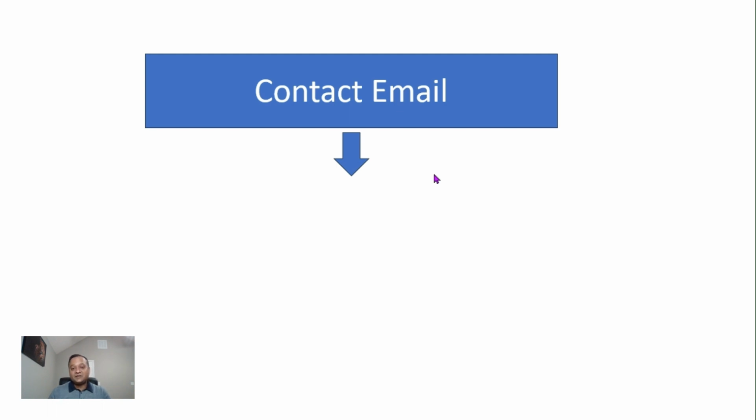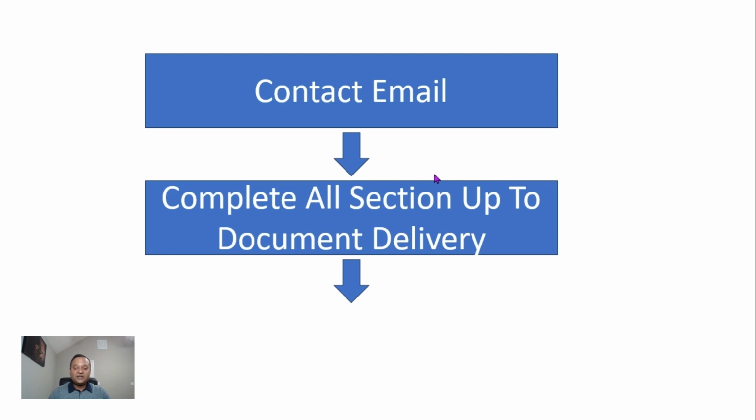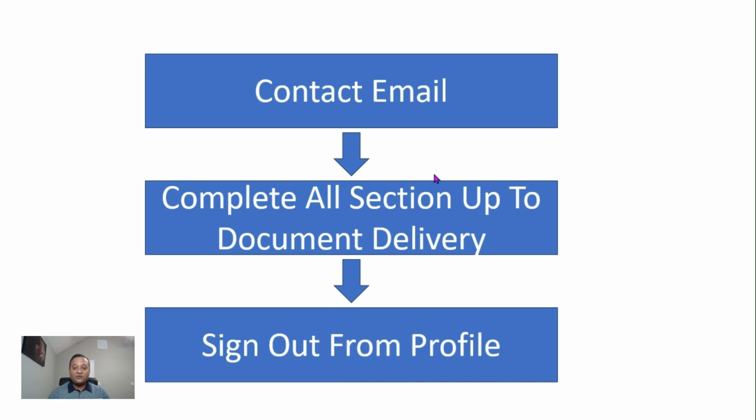On the dependents, make sure you are seeing all the parent or primary applicant details in there. They have the valid visa, valid country. Make sure those primary applicant details are correct. Then complete all the sections up to document delivery in the dependents profile, and then log off from the dependents profile. So if you have more than one dependent, you have to repeat all these steps for each dependent.